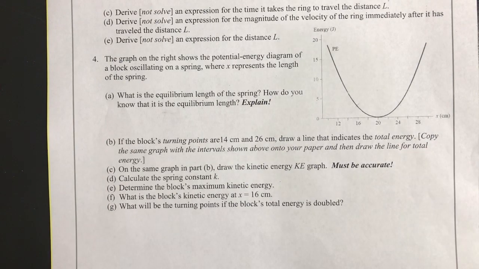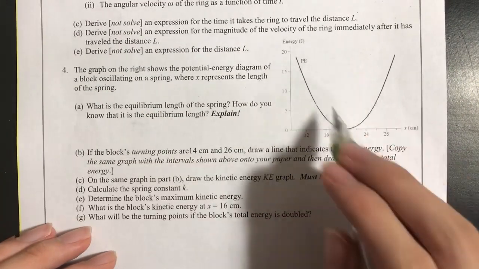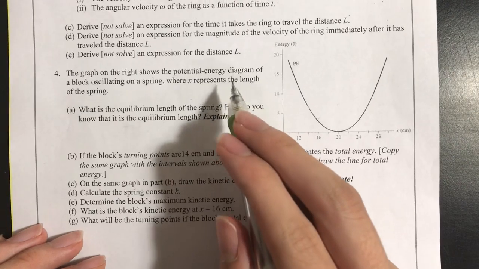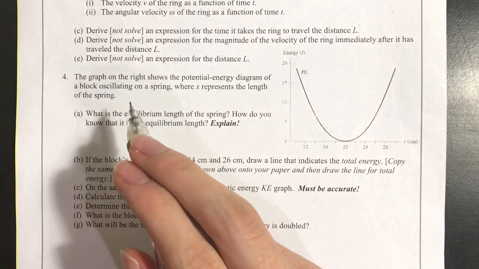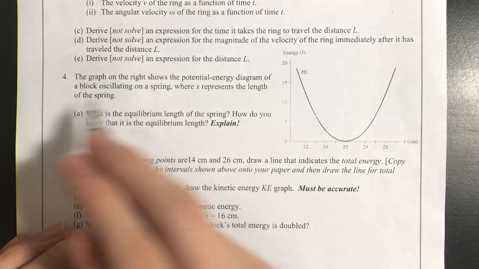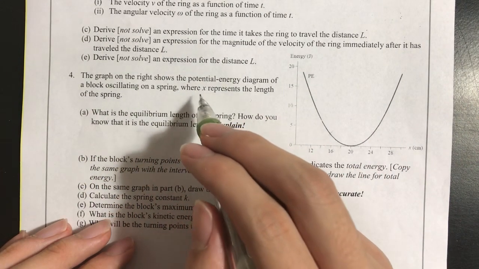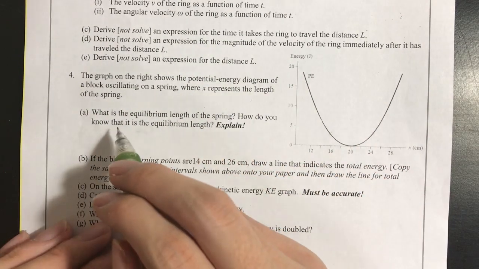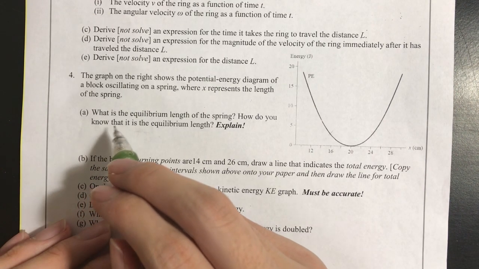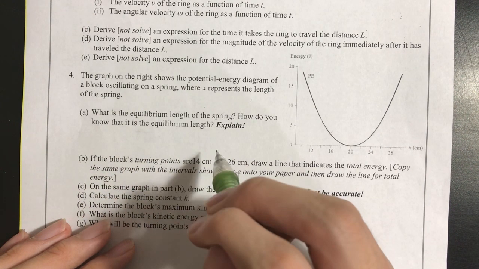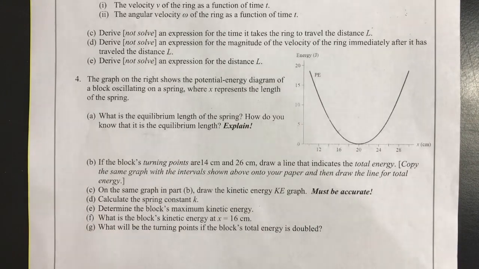Let's go. The graph on the right shows the potential energy diagram of a block oscillating on a spring. The block is moving back and forth attached to the spring, where x represents the length of the spring. Part A. What is the equilibrium length of the spring? How do you know that is the equilibrium length?